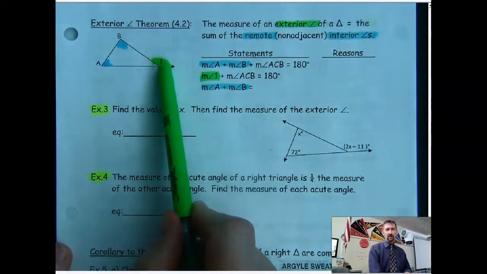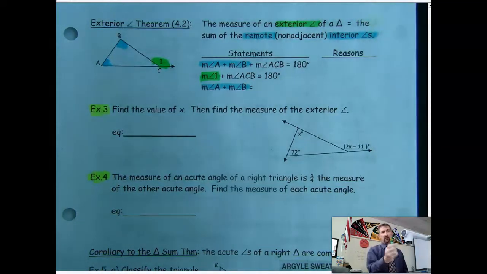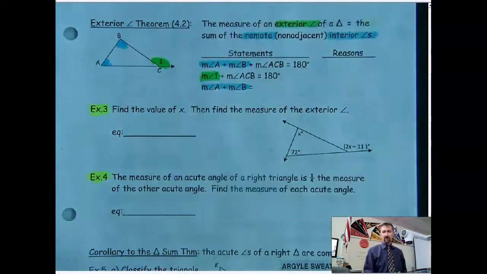Okay, so remote. If you think about it, you have a remote control for your television, right? Cable, whatever. What does that remote allow you to do? The remote is far away from the TV. It lets us control the TV from far away. So that's why it's called a remote. It gives us remote access. It allows us to access the television without being right next to the television.